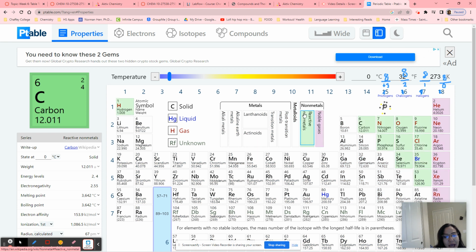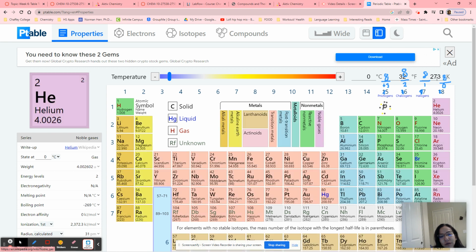Okay. The reactive nonmetals are these groups right here, the ones that you see right in front of you. Those are the most reactive nonmetals. So they're going to combine with everything because they're very electronegative. And remember, they gain electrons. They don't lose electrons. So if you're in group 15 or 5A, you're going to gain 3. If you're in group 6, you're going to gain 2. And if you're in group 7, you're going to gain 1.